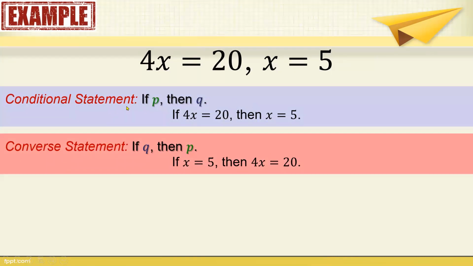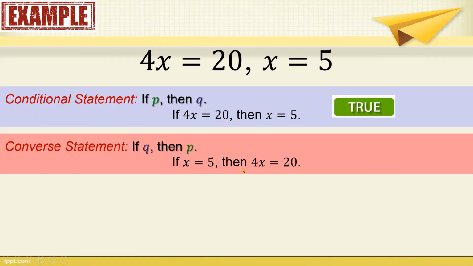Ngayon, analyze natin kung yung dalawang statement na to ay true. Ang sabi sa una, sa conditional, if 4x equals 20, then x equals 5. Pwede nating malaman yan kapag sinubstitute natin itong 5 dun sa x. So, yan ay 4 times 5 equals 20 daw. Ano ba ang 4 times 5? Di ba? 20. So, 20 equals 20. That is true.